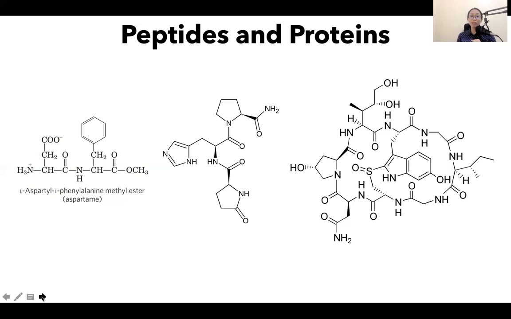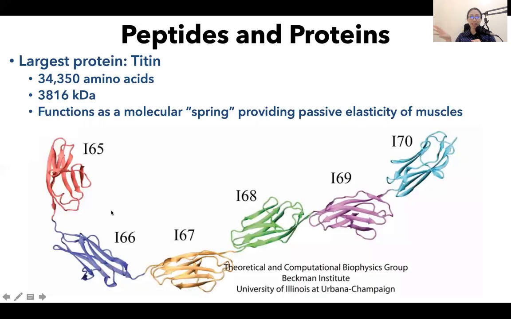Now, on the other end of the spectrum, we have the largest protein. It's called titin. It's composed of 34,350 amino acids. This is, I think, the recent count. When it was first discovered, they had a lower number of amino acids. Its molecular weight is 3,816 kilodaltons, or more than 3 megadaltons. And it is found in muscles. So it is a molecular spring that provides elasticity in our muscles.